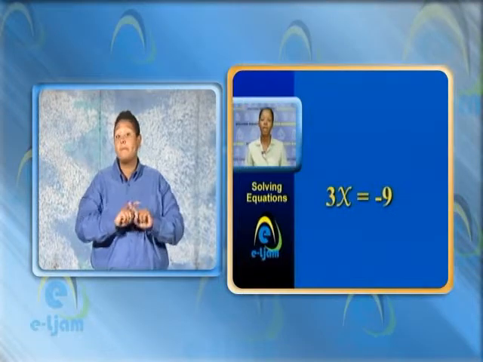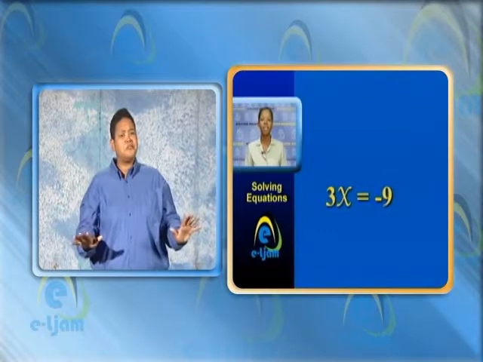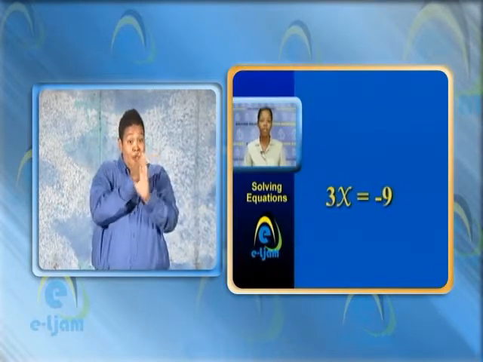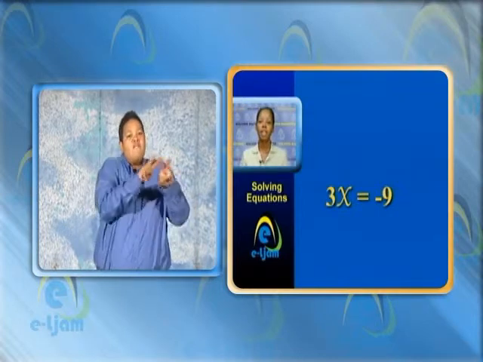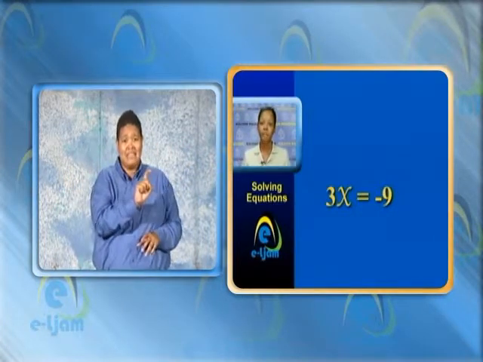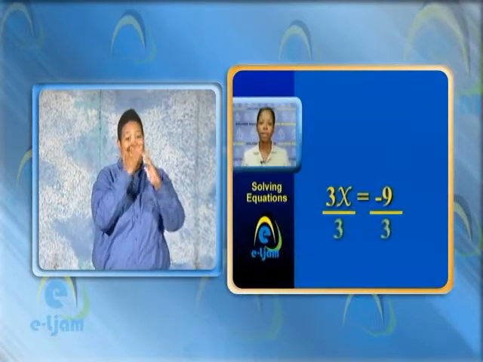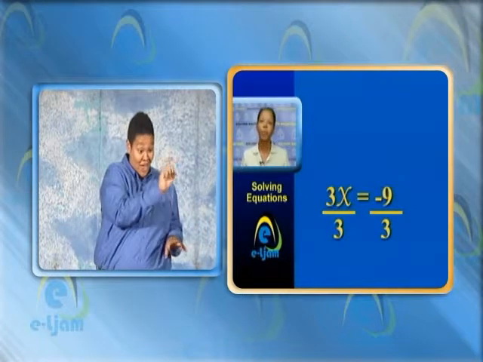However, we have not fully solved the equation until the coefficient, that is, the number in front of the x, is equal to 1. Since on the left side our variable term is 3x, which means 3 times x, we divide by 3. And as usual, what we do on one side, we must do on the other.